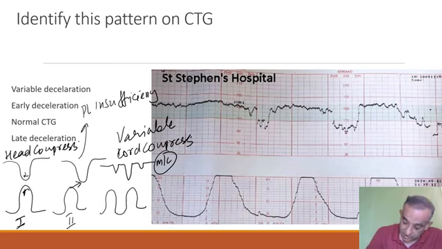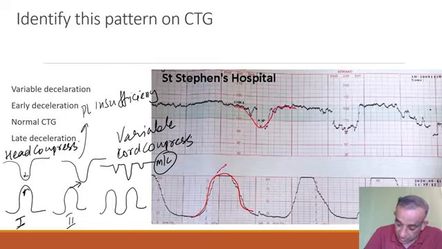All right, so what is this one? You can see here the uterus has contracted like this and the fetal heart rate has gone down, but it is not coinciding. This is a late deceleration.